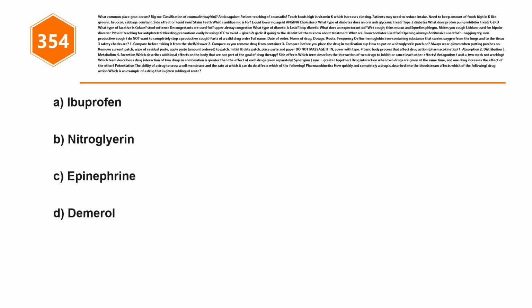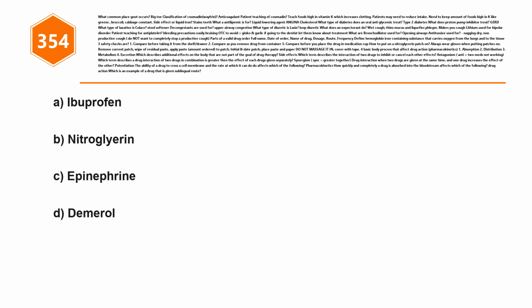Question 354. Where does gout commonly occur? Big toe. Classification of Coumadin, warfarin: anticoagulant. Patient teaching for Coumadin: foods high in vitamin K increase clotting. Patients may need to reduce intake. Need to keep the amount of foods high in K, like greens, broccoli, and cabbage, constant.